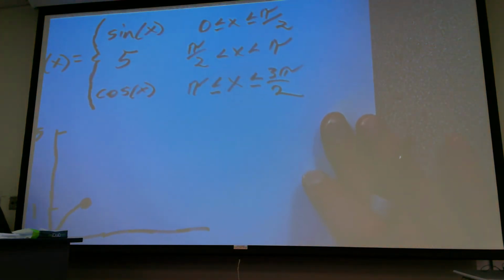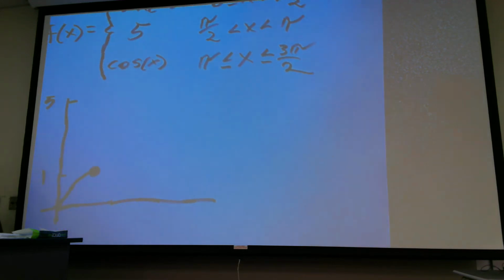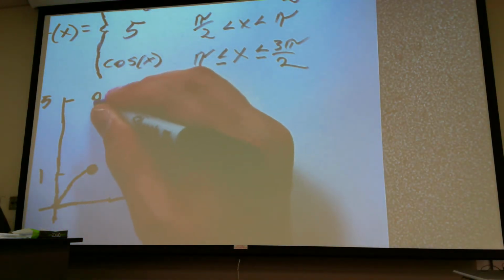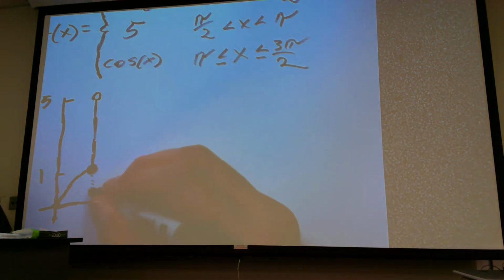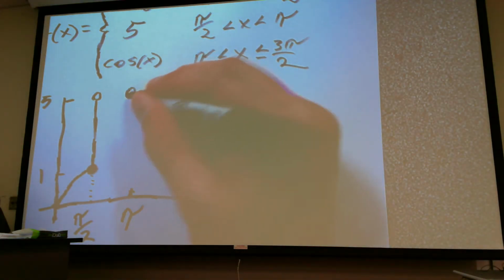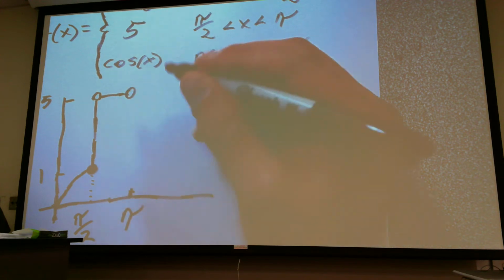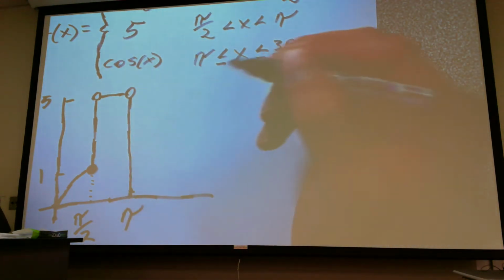Okay, now this says it's going to be 5 when pi over 2 is less than x, which is less than pi. So that's going to be an open dot right there. Well, we'll just draw some dotted lines right there. Okay, so this is pi over 2 at that point. And it goes all the way out to pi, and it's still less than, so it's going to be an open dot. Okay, and we'll go ahead and bring that all the way down here.